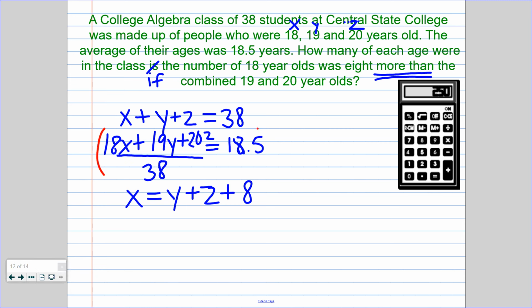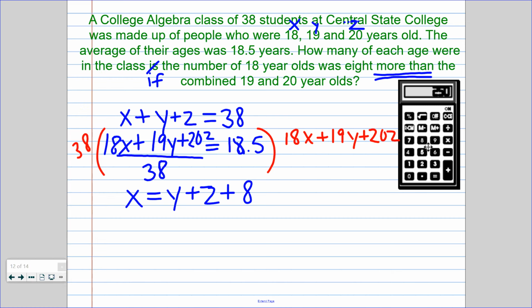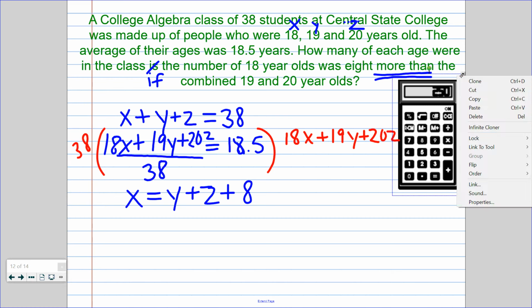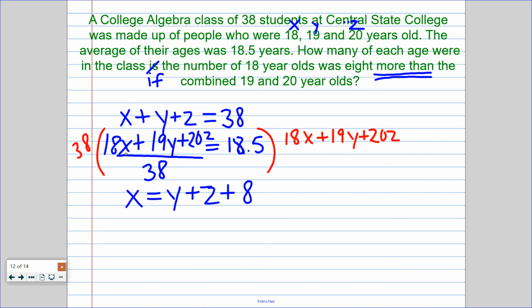The second equation, I don't want that denominator there, so I'm going to multiply both sides by 38. On the left, the 38s are just going to cancel, so I'm going to have an 18x, a 19y, a 20z, and let me just get rid of my calculator there. Give myself some room. There we go. Equals whatever 18 and a half times 38 is. I'll type that in my calculator. And I get 703, which is all of my ages of all of my students added together. I'll bring over my X plus Y plus Z.